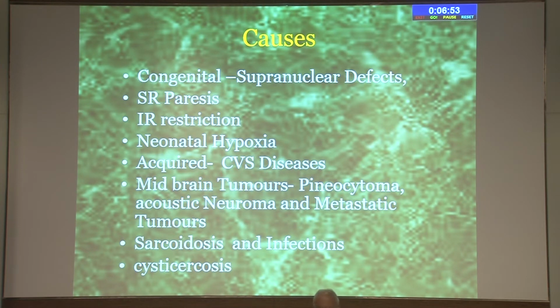Causes could be congenital, which could be supranuclear defects, SR paresis, inferior rectus restriction, neonatal hypoxia. In acquired, CVS disease, midbrain tumors like pineocytoma, acoustic neuroma, and metastatic tumors, sarcoidosis, and cysticercosis are other causes of acquired MED.